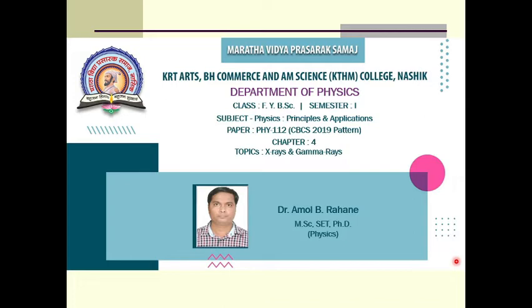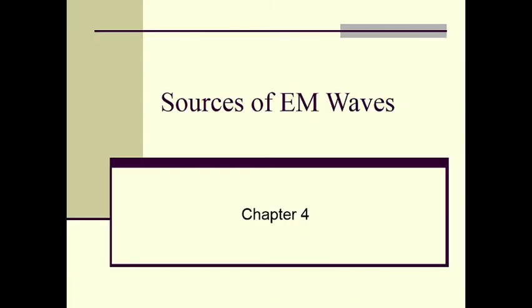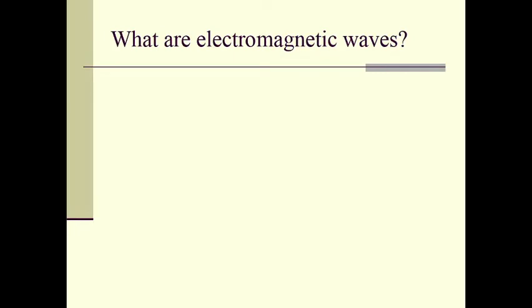So we are studying the fourth chapter, Sources of Electromagnetic Waves. In the previous lectures, we have studied the electromagnetic spectrum in detail. We have also studied the different types of electromagnetic radiation. We have also studied the radio waves, microwaves and their sources. We have also studied the infrared radiation, UV radiation and visible light and their sources. In today's lecture, we are going to study the X-rays and gamma rays and their sources.